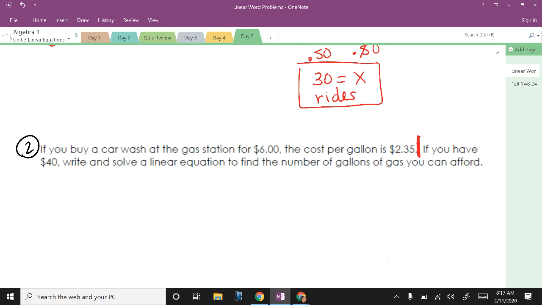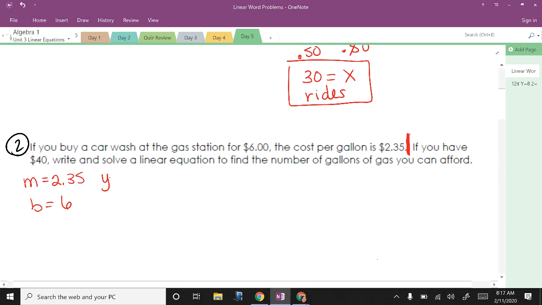So what do you think is the slope? $2.35. What is up with my pen? My voice, my pen, everything going crazy. Go figure. So what's the initial amount that you got to pay? $6. So that's enough for us to write an equation with, isn't it? Slope-intercept form will do it. Y equals what? 2.35x plus 6. No, not B, 6. 6 is B.